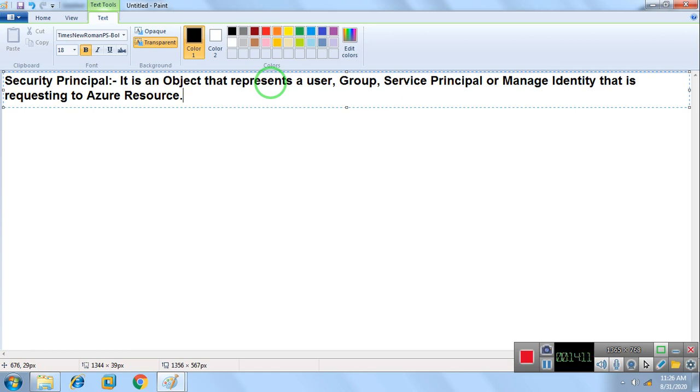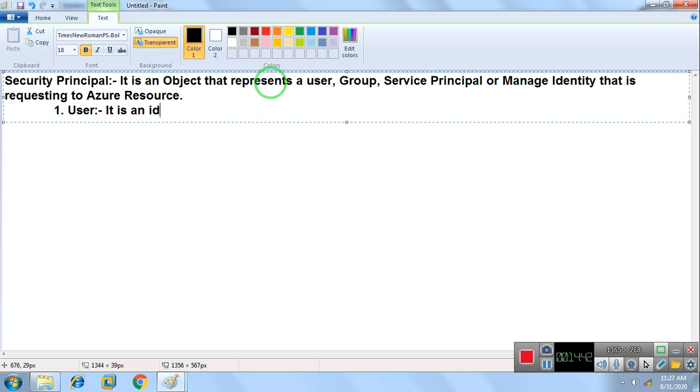Now, if we talk about these identities, number one is user. You already know who a user is. A user is an individual, or you can say an employee identity, who has a profile in Azure AD already. On that you can assign the roles.